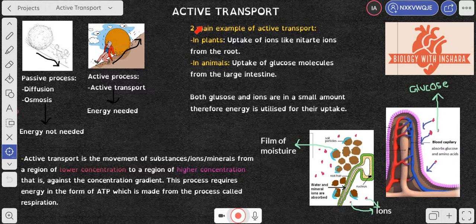Now, there are three main methods of transport for the movement of substances both into and out of a cell, and those three major processes are diffusion, osmosis, and the last one, active transport. Active transport is slightly different from diffusion and osmosis, and I will explain why.